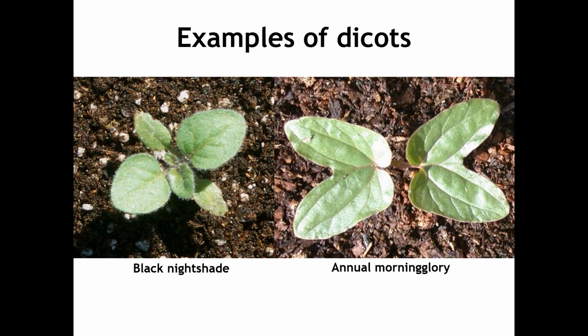Here's another example of dicots. On the left you see black nightshade, and on the right you see annual morning glory. The annual morning glory that you see on the screen is at a cotyledonary stage. So the two leaves you see here are not true leaves. They are cotyledonary leaves. On the left picture you can see the cotyledonary leaves of the black nightshade at the bottom. The top leaves that you see are now the true leaves.